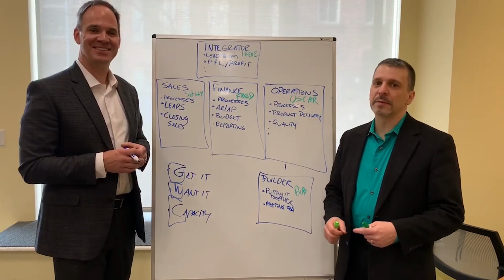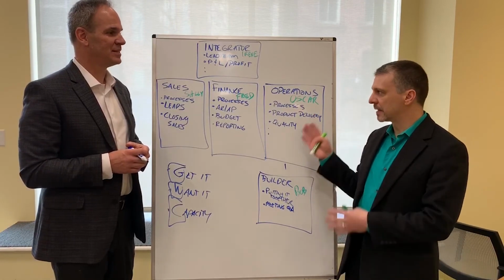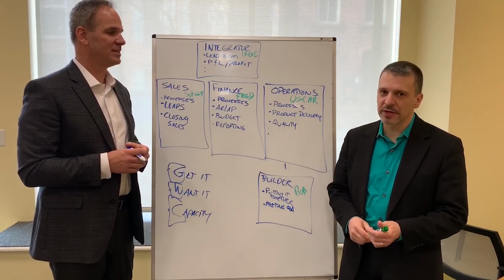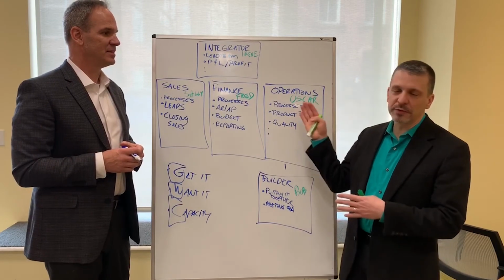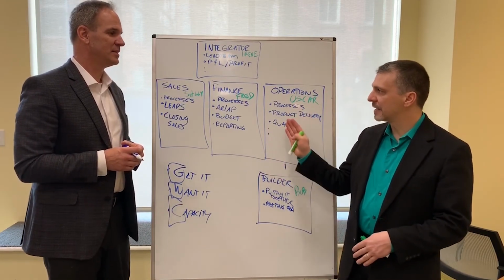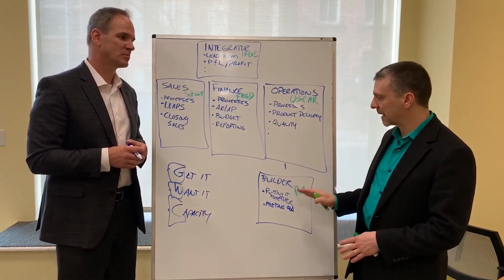Right. So in talking about get it, want it, have the capacity, in the context of the accountability chart, we talked about people in the roles and analyzing based on results and being accountable to that.